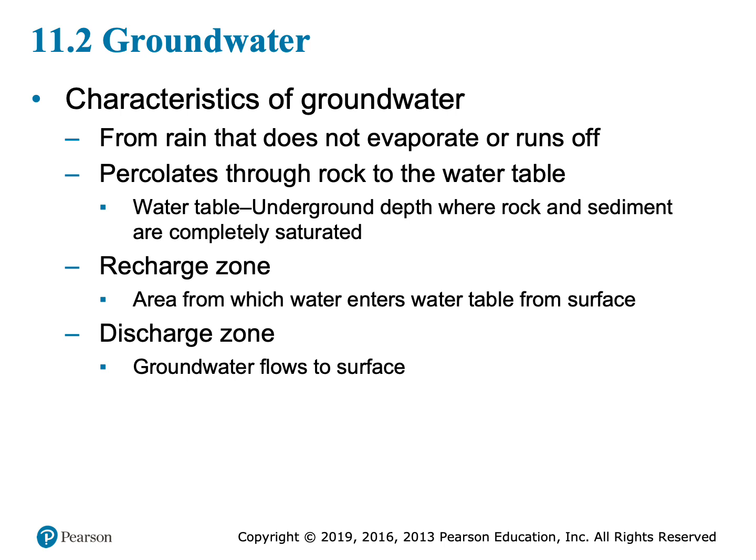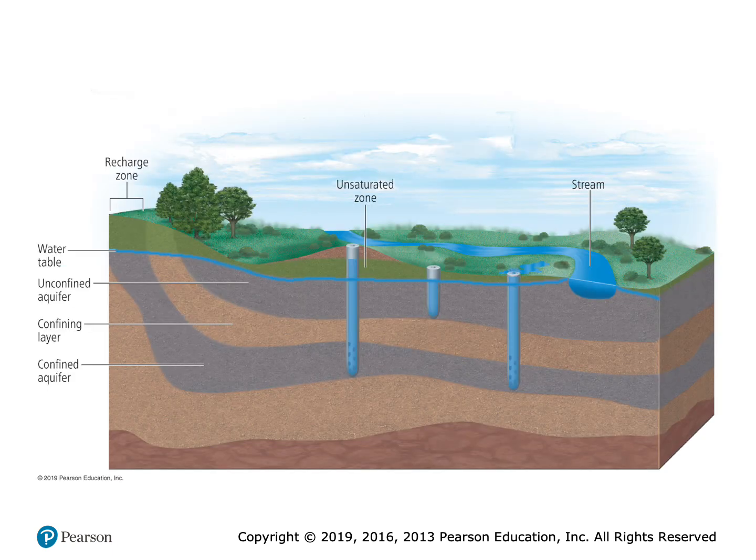Then we talk about a recharge and discharge zone. A recharge zone can be an area from which water enters the water table from the surface, and a discharge zone is where groundwater will flow to the surface, where aquifers will meet the soil surface themselves.